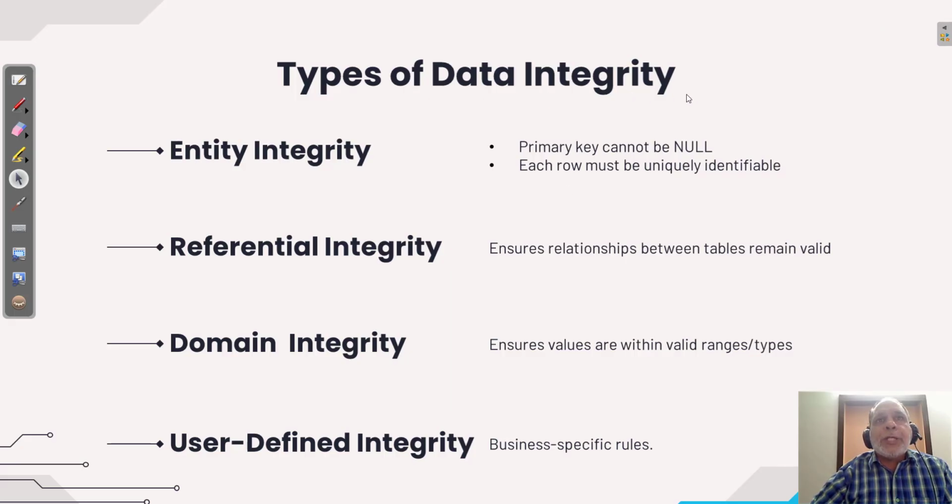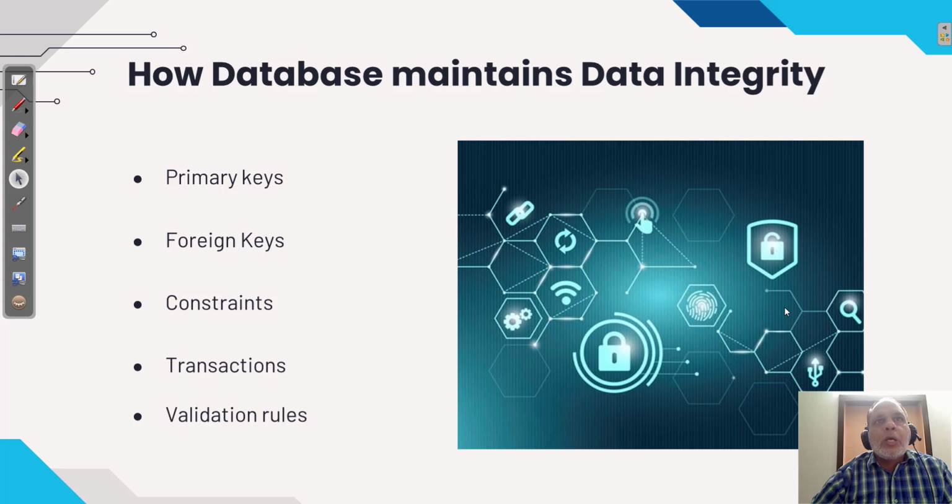So these are the types of data integrity. We have discussed primary key should not be null and each row must be unique, right? So we have discussed all these integrity types with the examples. How does the database maintain the data integrity? We have seen the primary keys. The database uses the primary keys and foreign keys to maintain the data integrity, and there are the constraints. The example we are using for the name not less than 5 characters is a constraint.